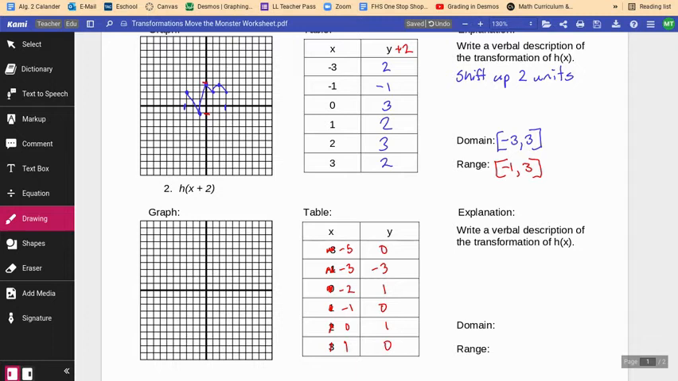And so again, I can plot these. Negative 5, 0. Negative 3, negative 3. Negative 2, 1. And just kind of connect the dots as I go. 0, 1. There we go. That's a little half circle right there. Okay, and then verbal translation, we just shifted.